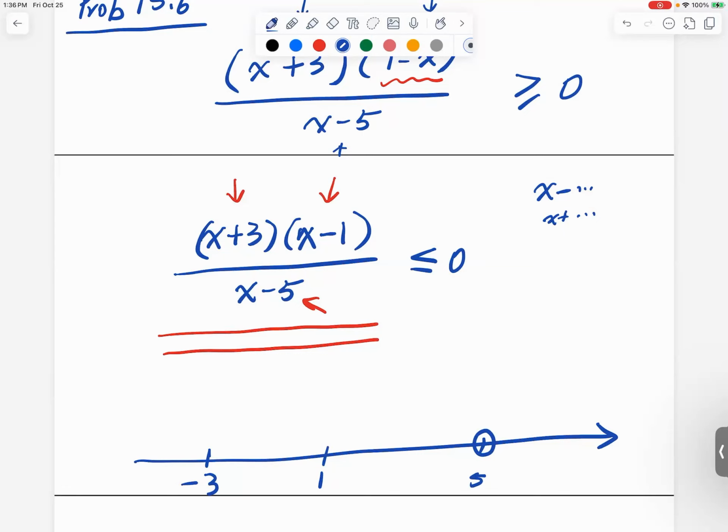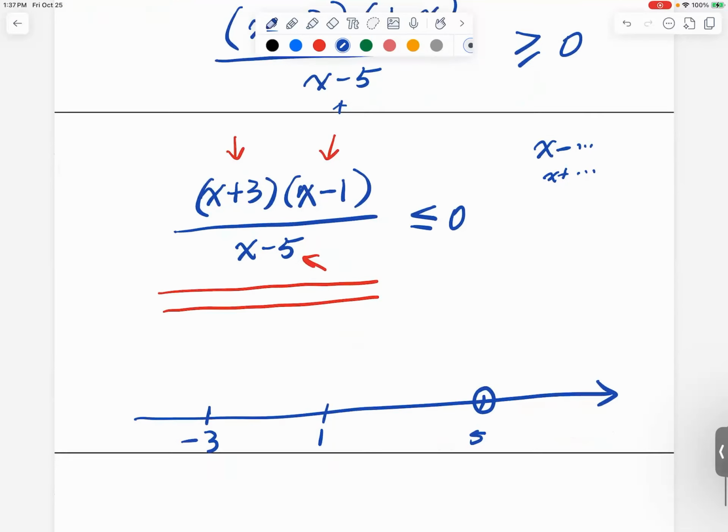The x minus 5 will change sign as x moves across 5, right? So I labeled these 3 roots of the 3 terms. This is a rational function, so I'm going to call the left-hand side R. The sign of R depends on the sign of these 3 terms. When x is bigger than 5, for example when x is a million, all 3 terms are going to be positive. So I have a plus sign here.